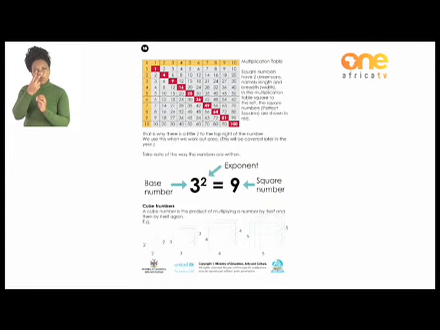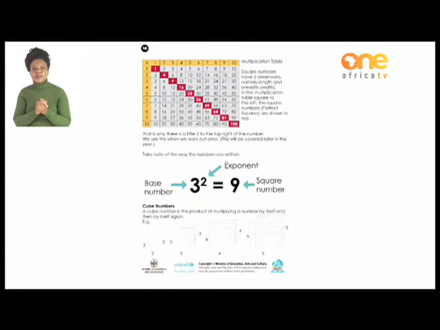So the base number there is 3. The exponent or the power is 2. And the square number is 9. Or we can also say 9 is a product. We are done with the square numbers, so we have to go to the cube numbers to read through.